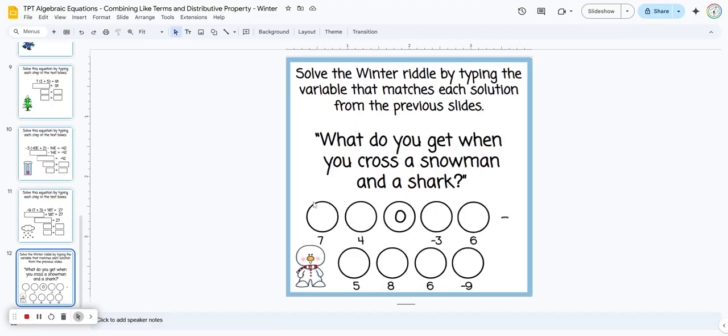When they get down to that final slide, here are all the answers from the previous slides. They're going to go back and check. When they find the slide where the solution is 4, they're going to type in the variable that equals 4. If they do that, they'll be able to solve the winter riddle. What do you get when you cross a snowman and a shark?